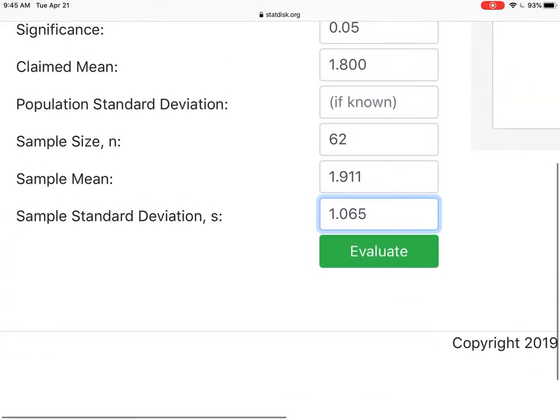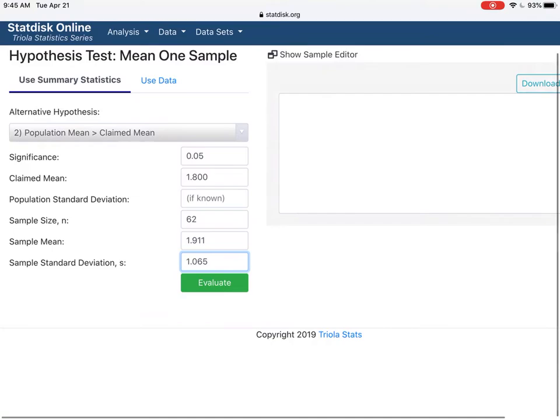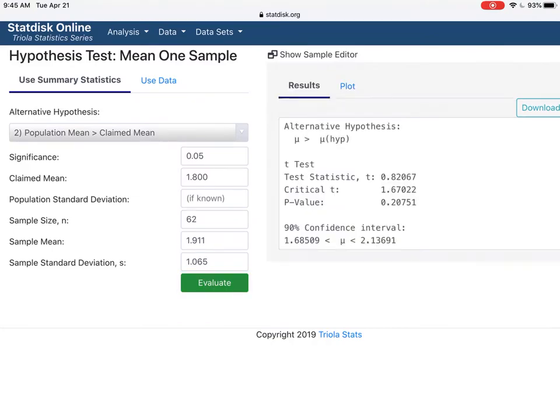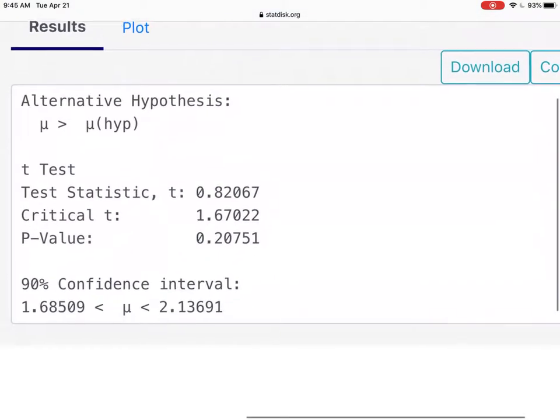Now notice that population standard deviation was not given to us, and so we're going to just leave that space blank. So we have those values, and now we can evaluate. And when we evaluate it, this tells us a variety of things.